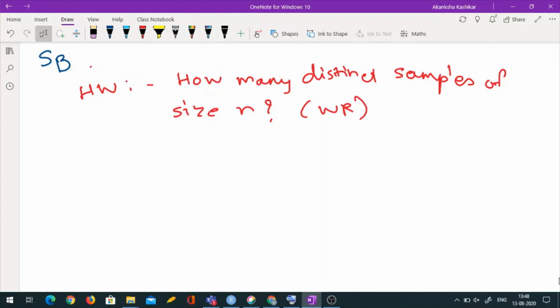So if I have one sample as say x1, x2, x3, let's say my n is 3, and another sample as x3, x2, x1, they are not distinct. So my homework is to find how many distinct samples of size n you can get.